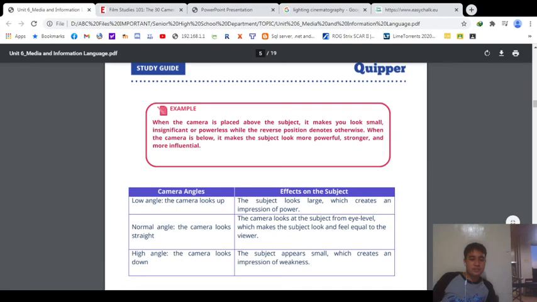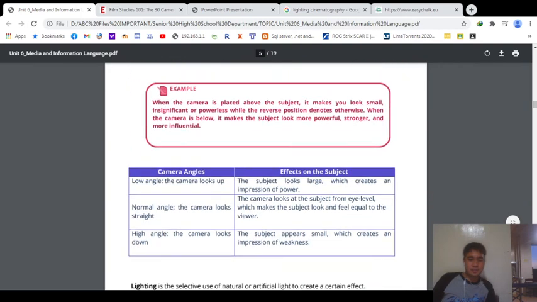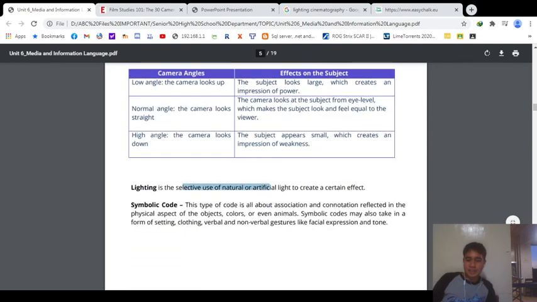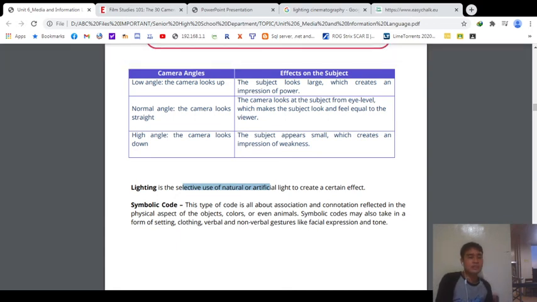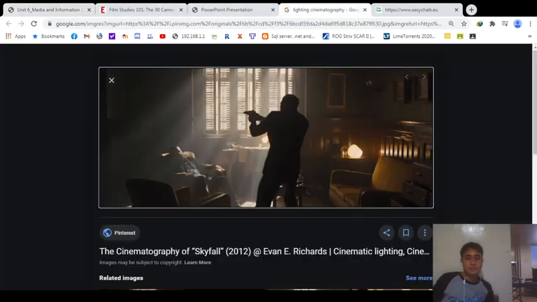So next, the lighting. It's the selective use of natural or artificial light to create a certain effect. So lighting plays an important part in creating the film. Lighting. How do we do this? By using the lighting in a proper way, in a technical way. So first things first.